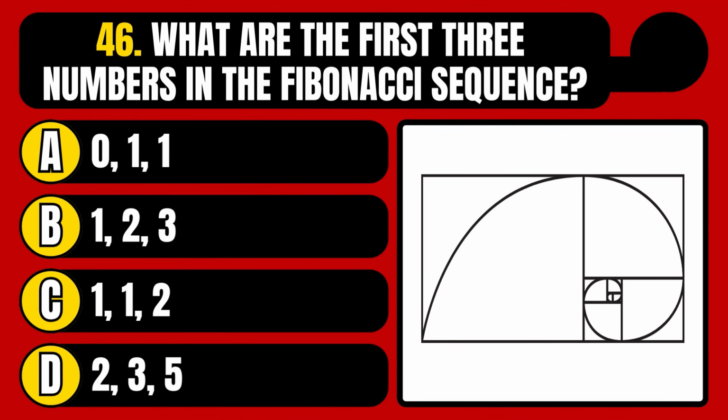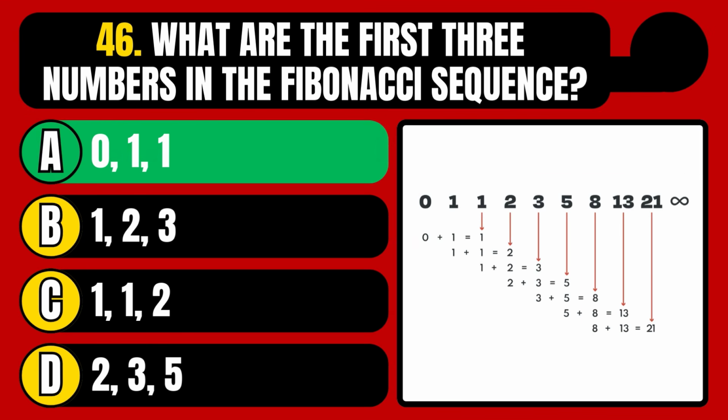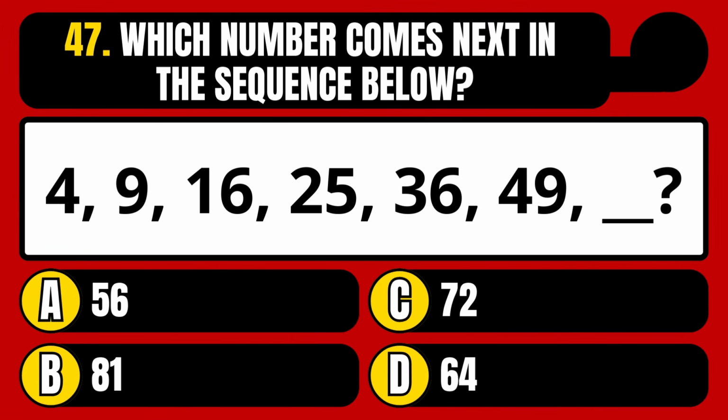What are the first three numbers in the Fibonacci sequence? 0, 1, 1, 1, 2, 3, 1, 1, 2, or 2, 3, 5? The correct answer is option A, 0, 1, 1.